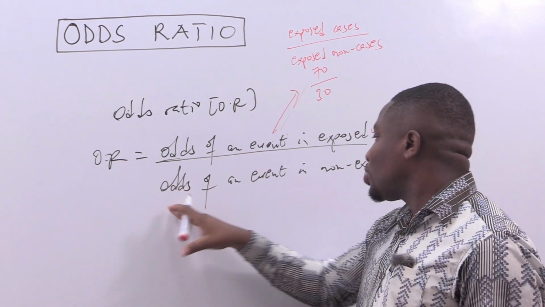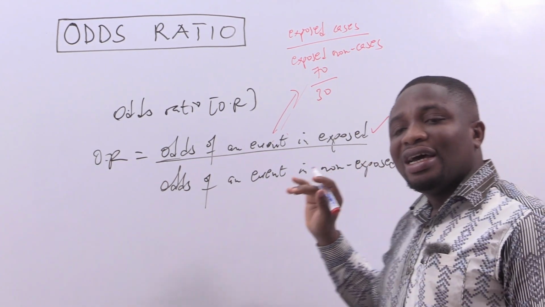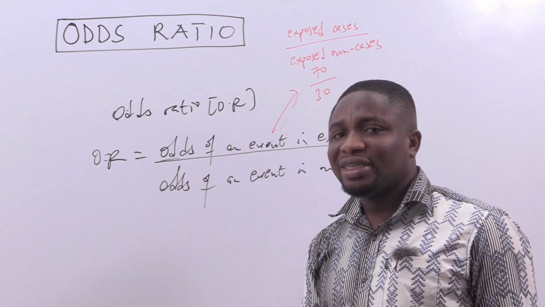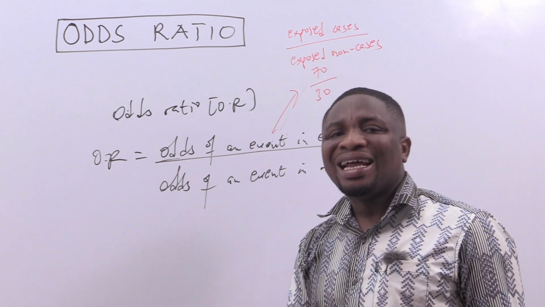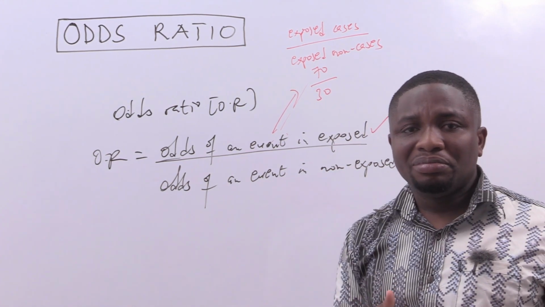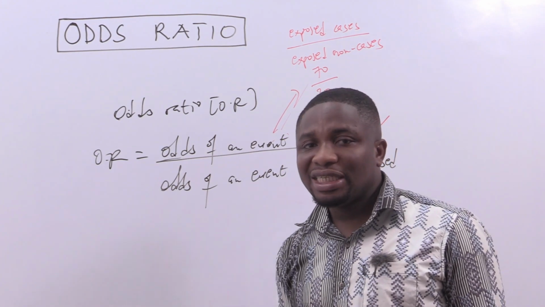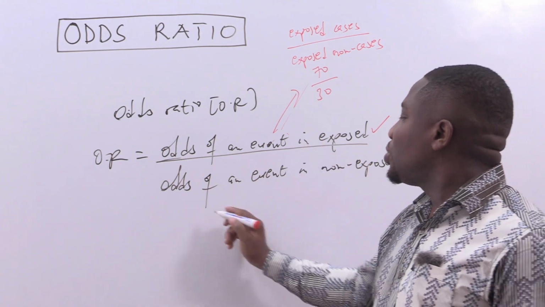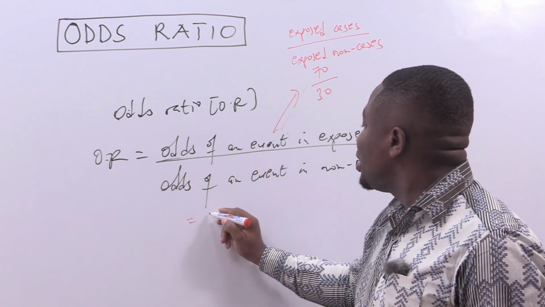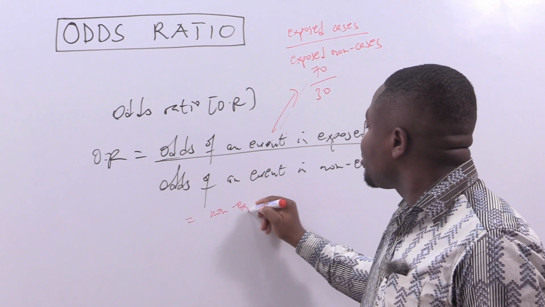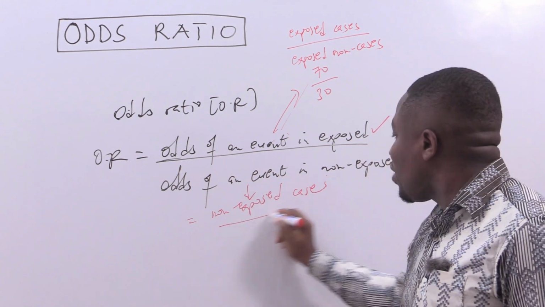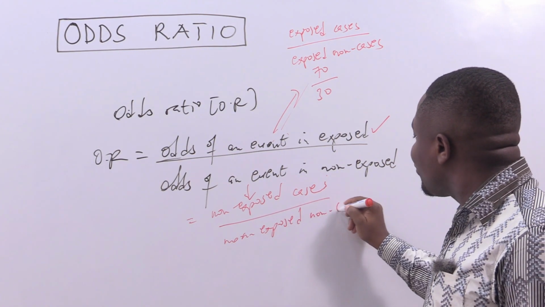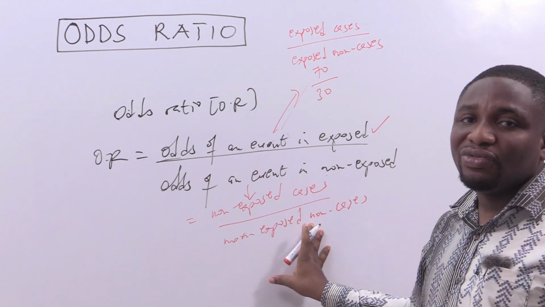Now, how do we get the odds of an event in non-exposed? Let's take, for example, 100 people who were not exposed to the risk factors of a particular disease. And out of these 100 people, 30 of them developed the condition and 70 did not develop the condition. So the odds of an event in non-exposed is going to be non-exposed cases over non-exposed non-cases, meaning that they have not been exposed and they did not develop the disease.